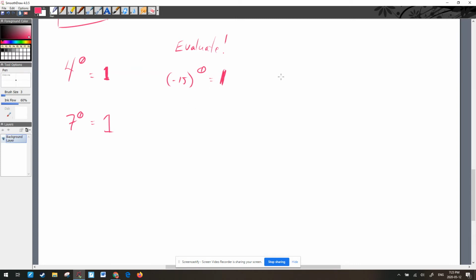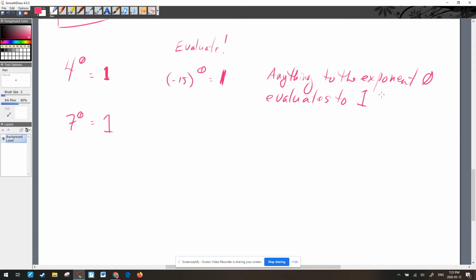I'm going to write the rule. And so the rule is going to be: anything to the exponent 0 evaluates to 1.